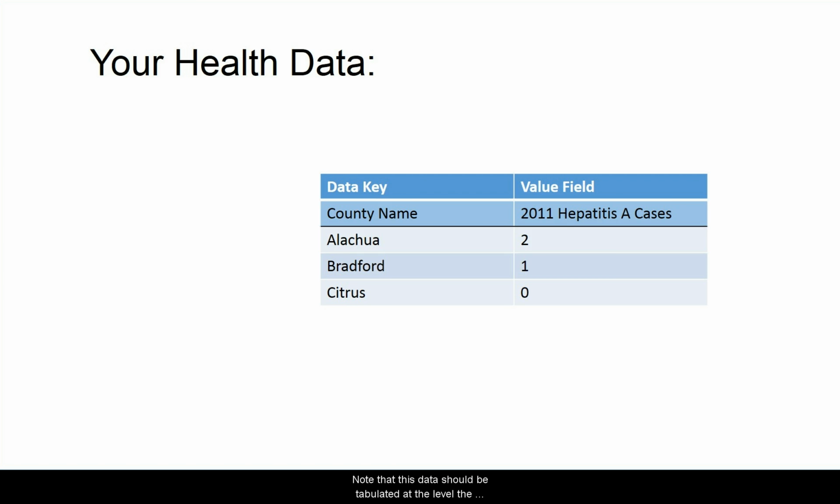Note that this data should be tabulated at the level the Choropleth map will be drawn, meaning that if your data set is at the individual person level, you will need to summarize your data into a county-level database before a county-level map can be created.